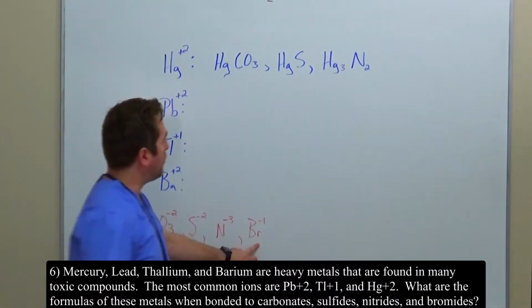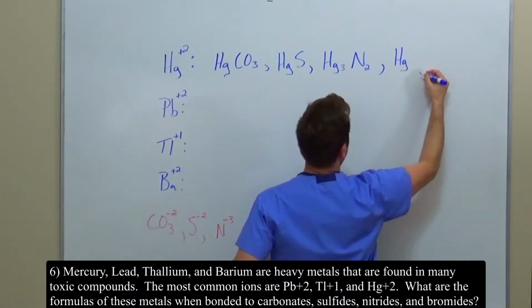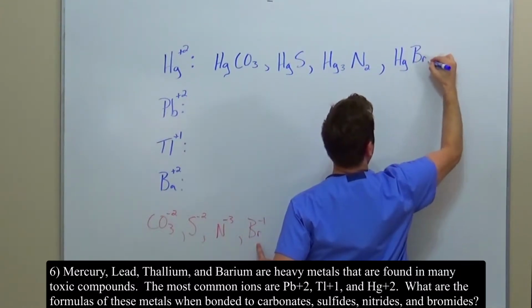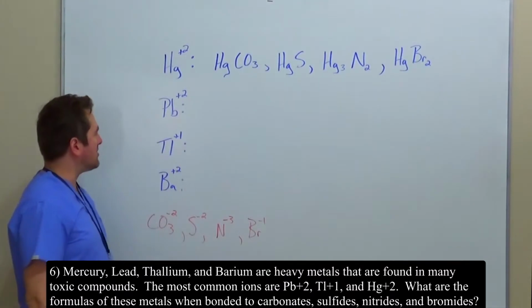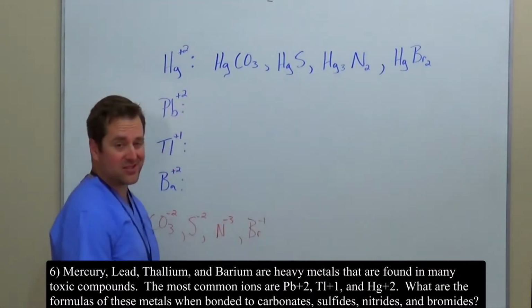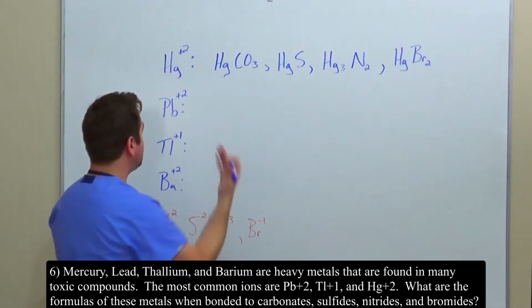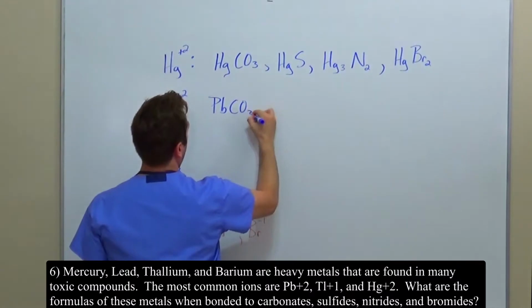Okay, what about the bromine? Well, this one's easy. You got our mercury, and then we're going to need 2 bromines. So mercury 2 bromide. There you go. That's the process, guys. So let's go for it. Lead 2. It's more or less the exact same thing. Just put in lead, take out the mercury. So here we go. Lead 2 carbonate.